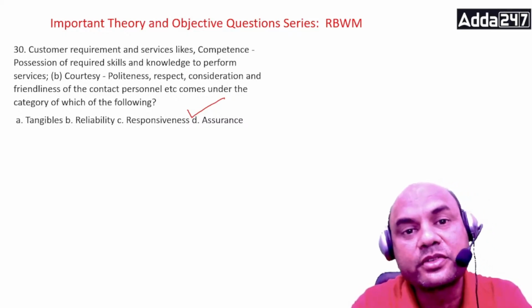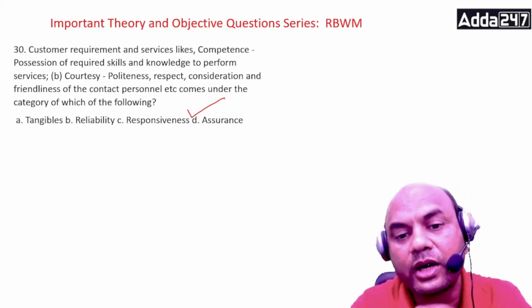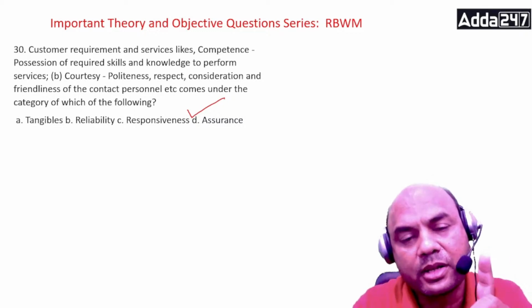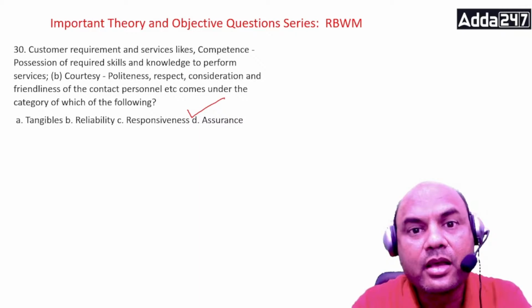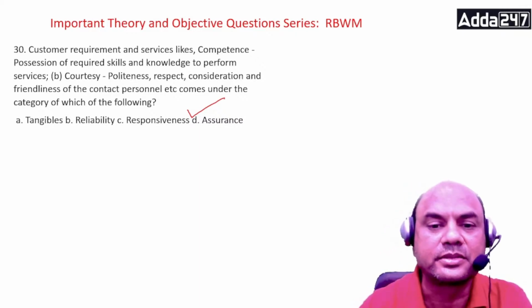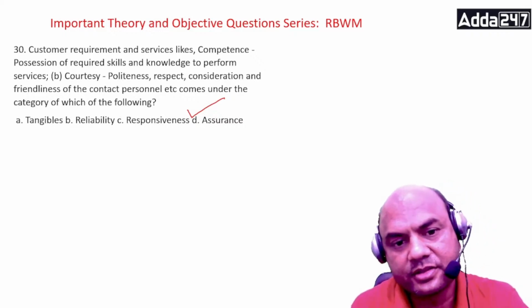Security, the customer must feel secure in your branch. When will that customer feel secure? Whenever you are competent enough, having typical knowledge. That's why you are doing this JAIIB and CAIIB, isn't it? Courtesy, you are polite, you are understanding the customer, you are empathetic towards that customer, right? So this will come under assurance. Got it?